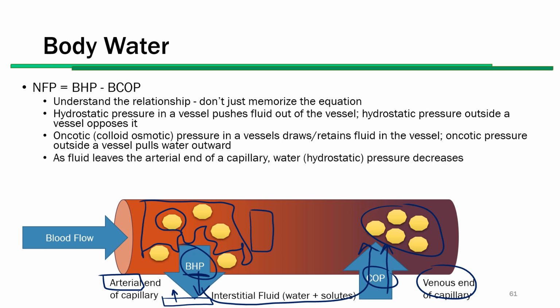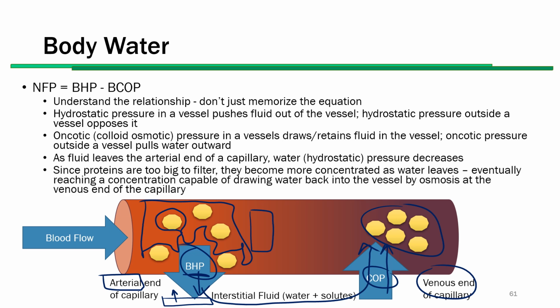So as fluid leaves the arterial end of the capillary, the water hydrostatic pressure decreases. Since the proteins are too big to filter, they become more concentrated. So as this water leaves, the proteins are becoming more concentrated here, and eventually they're going to reach a concentration capable of pulling that water back in by the colloid osmotic pressure. So the net filtration pressure here is going to be positive, and here it's going to be negative. If it's negative, that means we're not filtering, we're doing the opposite of filtering, which is reabsorbing.